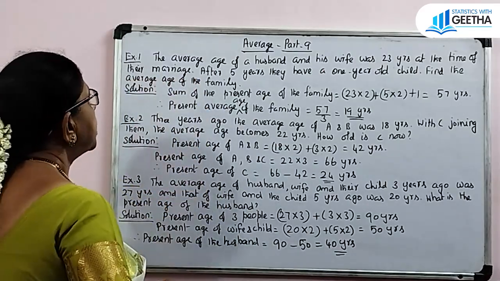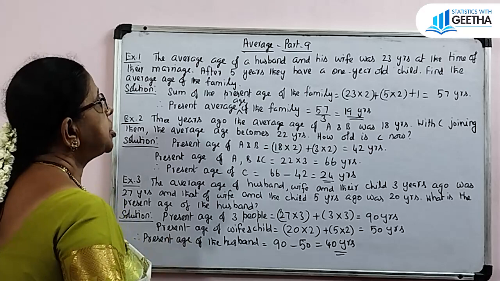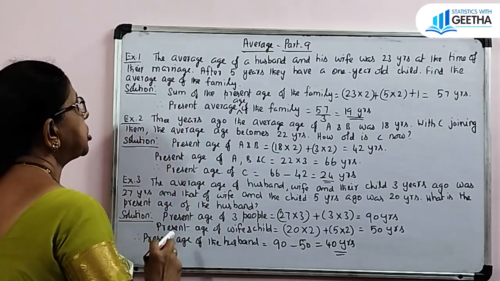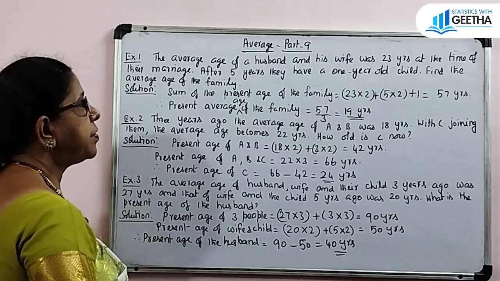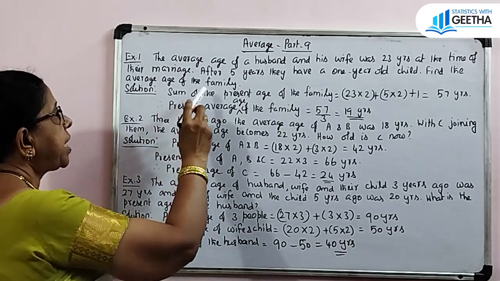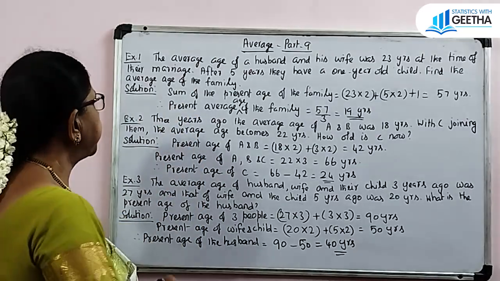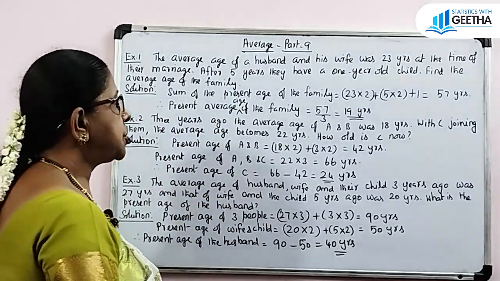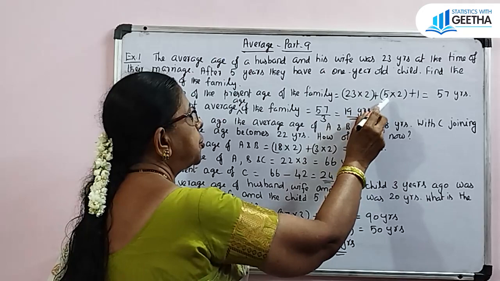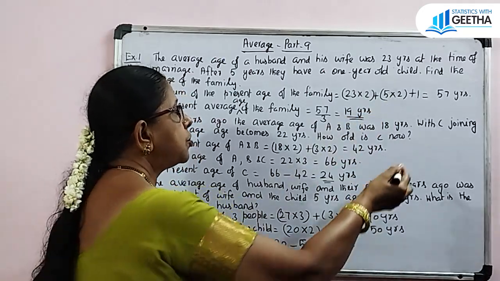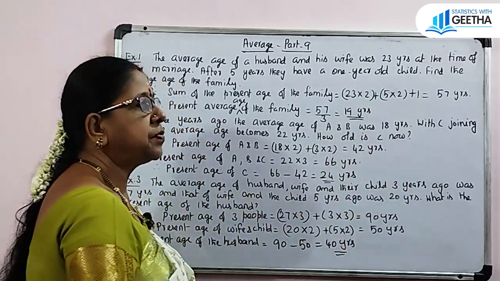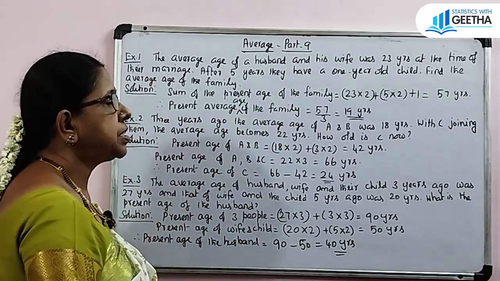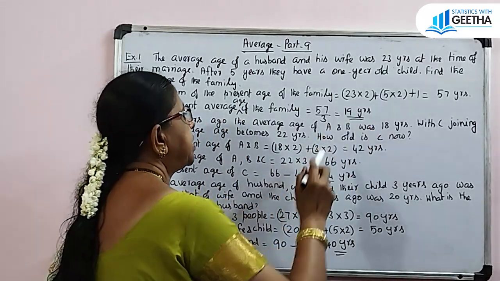Example 1, exercise number 1: the average age of a husband and his wife was 23 years at the time of their marriage. After 5 years, they have a 1-year-old child. Find the average age of the family. Solution: sum of the present age of the family. So, adding all three, 23 into 2 plus 5 into 2 plus the 1-year-old child, that is 57 years. Therefore, the present average age of the family equals 57 divided by 3, that is 19 years.